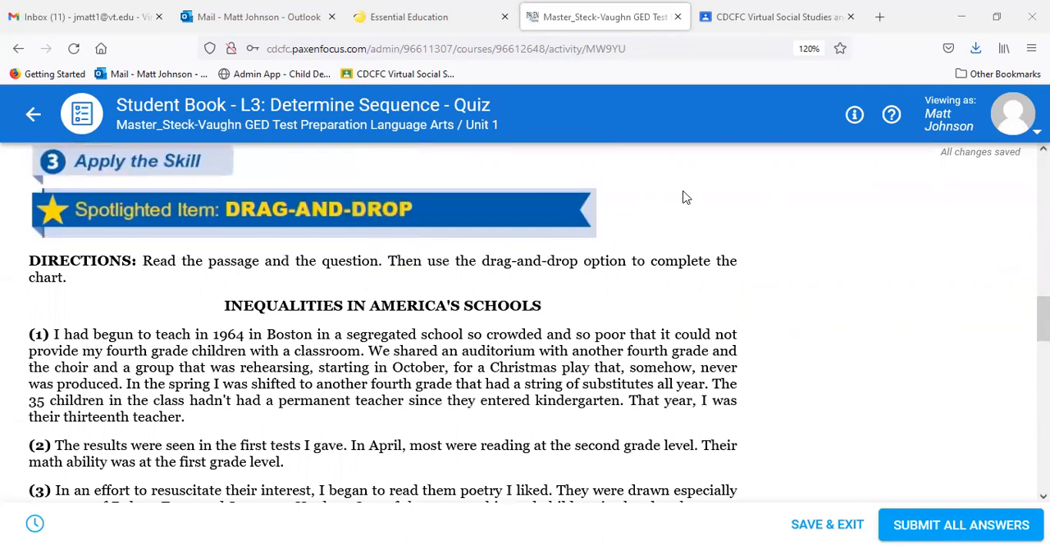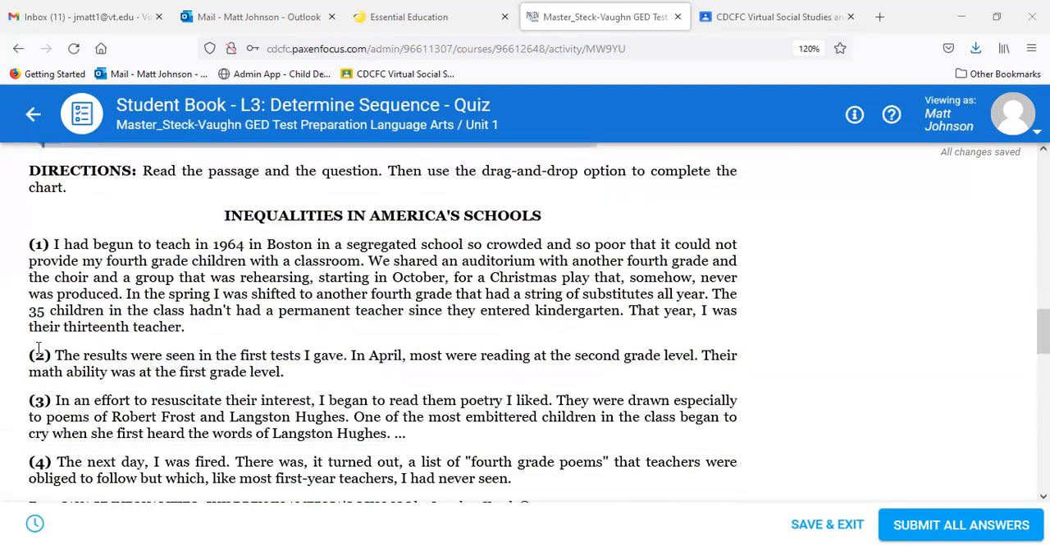I'll start reading here. So title, again, always, no matter what we're doing, make a note of the title, Inequalities in America's Schools. I had begun to teach in 1964 in Boston in a segregated school, so crowded, so poor, that I could not provide my 4th grade children with a classroom. We shared an auditorium with another 4th grade and the choir and a group that was rehearsing, starting in October for a Christmas play that somehow never was produced.